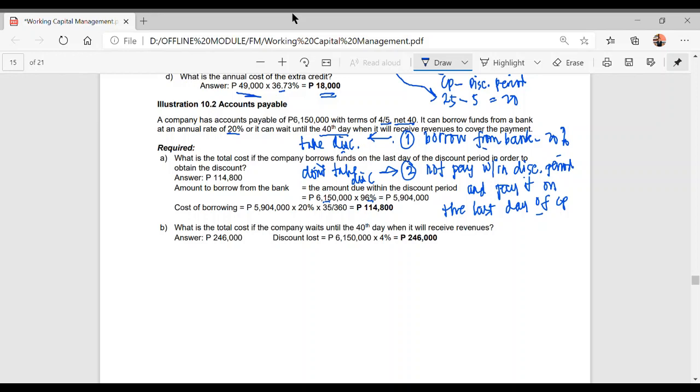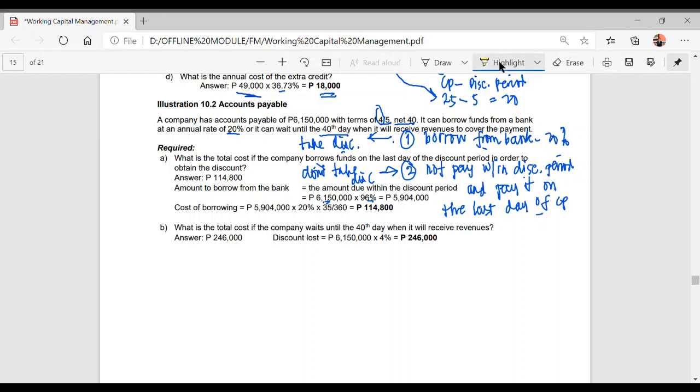Remember, if he pays within the discount period, he will not pay the full 6,150,000, because he gets a 4% discount. So how much would he pay within the discount period? He only pays 5,904,000. And then, what is now the cost of borrowing?